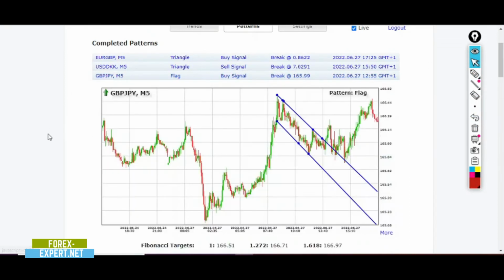Let's go to the next trade, British pound and Japanese yen. We have a flag buy signal, break at 65.99, so very close to the zero level. So again, we are going to analyze price action. As you can see on the left side of the chart, we got this very important structure here close to the 70 level. This is an intermediate level, and the price is retesting many times, then falling down and again back to this level.